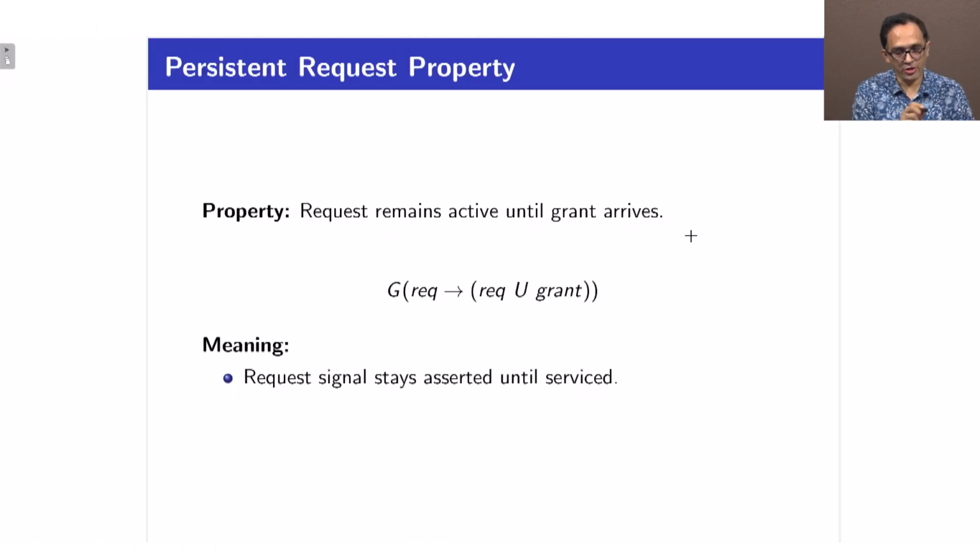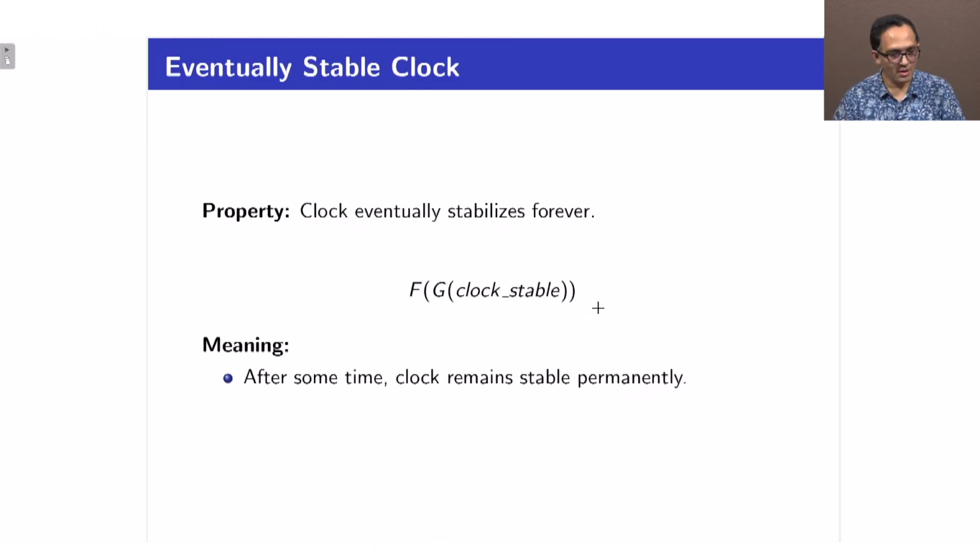Persistent request property, here saying the request remains active until grant arrives, right? So request means request remains true until grant arrives, right? So it is basically saying that you just make a request and keep it on until you get your grant, right? And eventually stable clock: in future, globally the clock is stable, right? So this is eventually globally clock is stable.